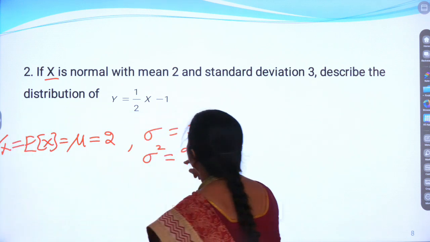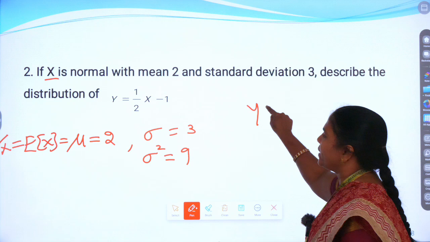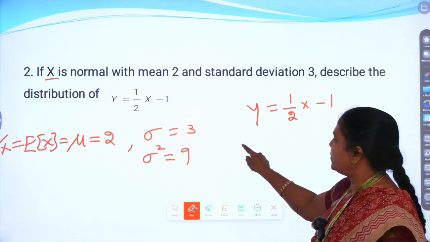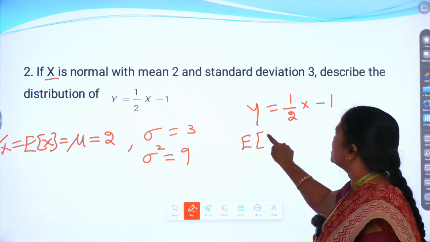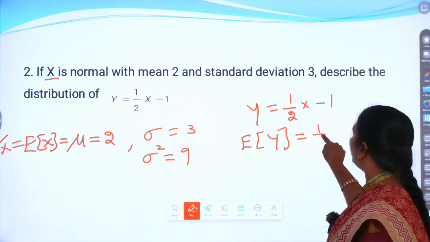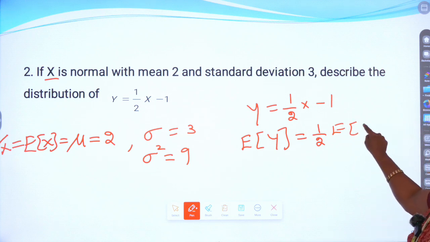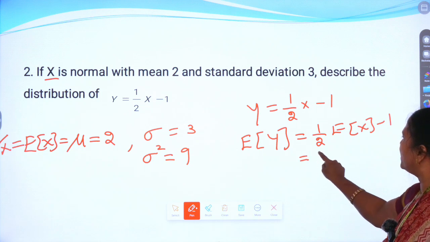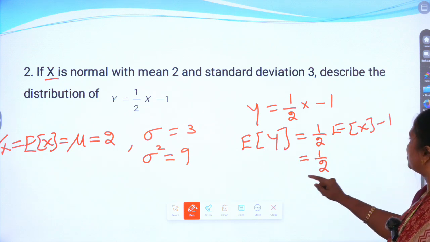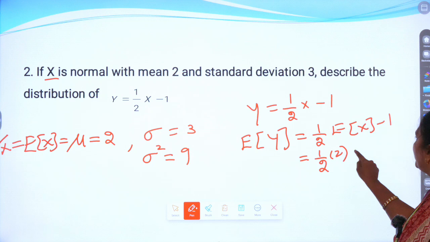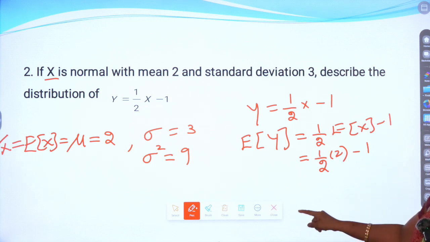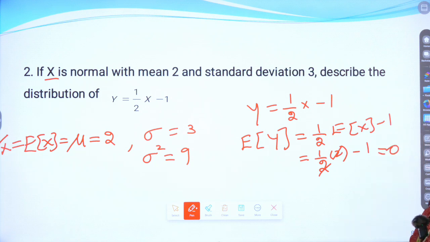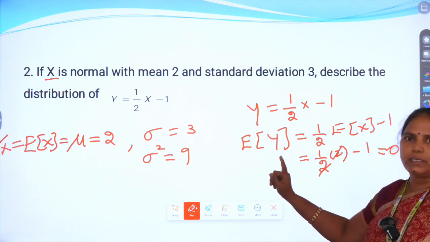Now we are going to define the distribution. What is given? Y is equal to 1 by 2x minus 1. We are just going to take the expectation and the variance. So the expectation of y is nothing but 1 by 2 into expectation of x minus the expectation of the constant term, which is the constant term itself. So which is equal to 1 by 2 into the expectation they have given here, 2. 1 by 2 of 2, so we can cancel this 2, and the value is 1 minus 1. So the mean of y is 0.